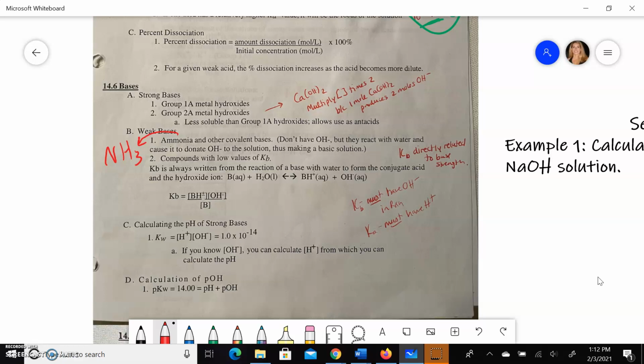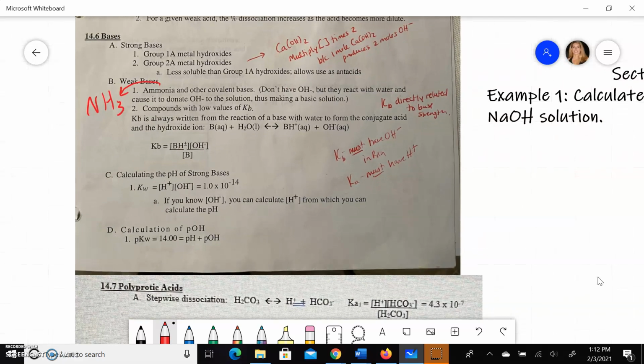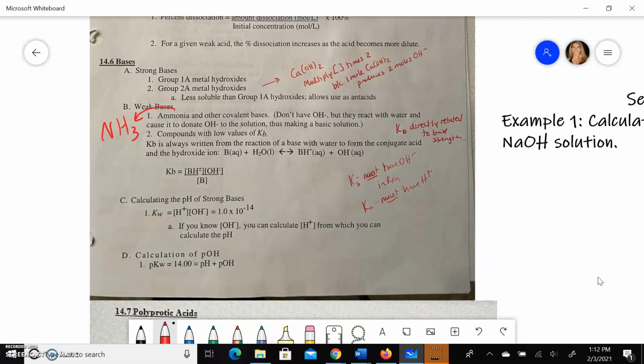We're going to talk about Kb here. So Kb stands for the equilibrium constant of the base, and just like for acids, it's directly related to base strength. So the bigger the Kb, the stronger the base. And in fact, sometimes that's all they do on the AP exam is give you a bunch of bases and a bunch of Kbs and ask you which is the strongest. So again, the bigger the Kb, the stronger the base.